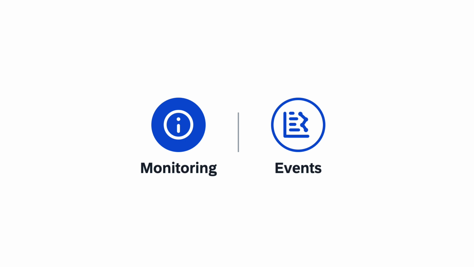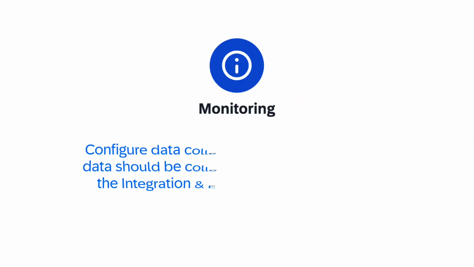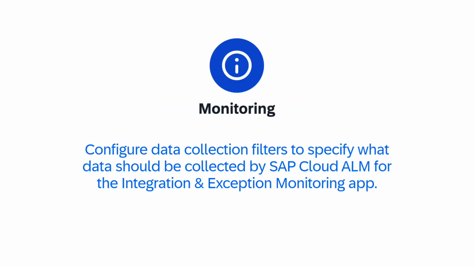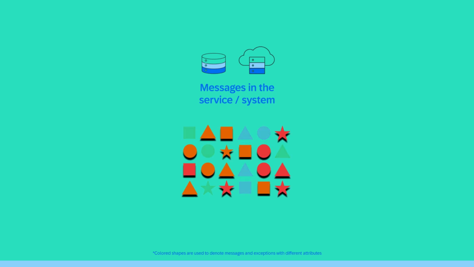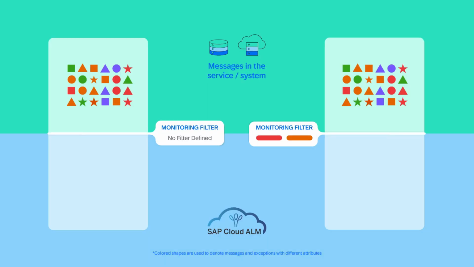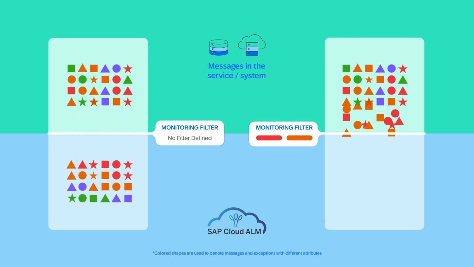Before we start our configuration, let's understand how monitoring and events work and their relationship. In the Monitoring section, we can specify the criteria for messages and exceptions that we want to collect from the service or system. We can either choose to collect all messages and exceptions or only specific ones. When no filters are defined, all messages and exceptions are collected.